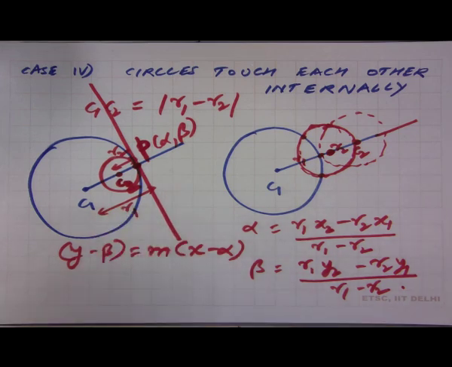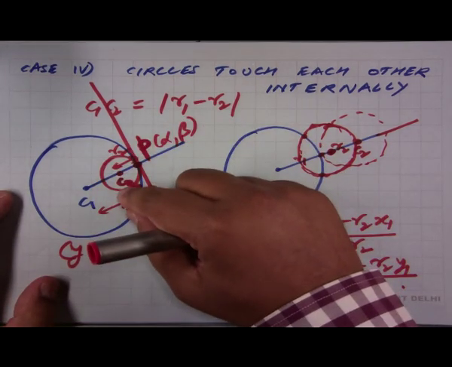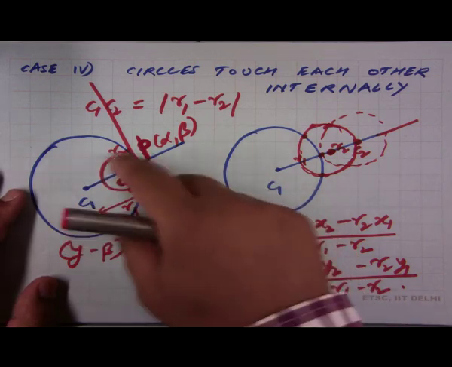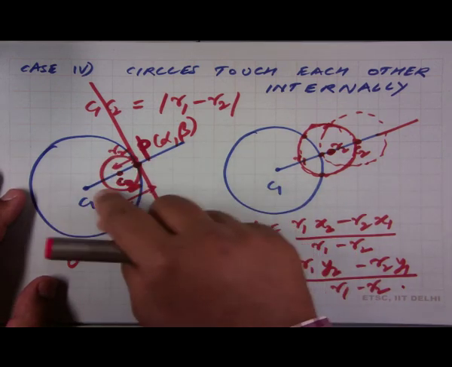And then further, as the center of the smaller circle, let us say of this other circle, moves even closer to C1.